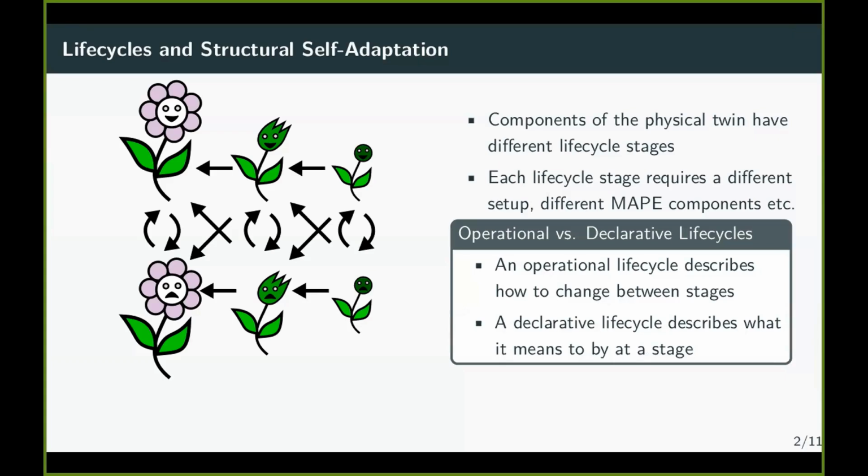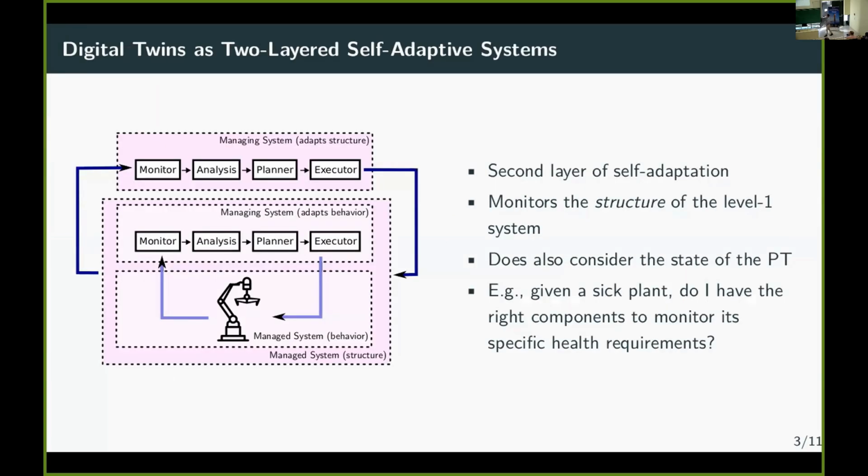So we want to have a declarative view. We don't want to say, if you see that you're a big house plant with this action, we want to say, what does it mean to be in the life cycle stage? And what are the possible actions to get it? And then we are able to have our two-layered architecture, which is just putting a MAPE cable on top.